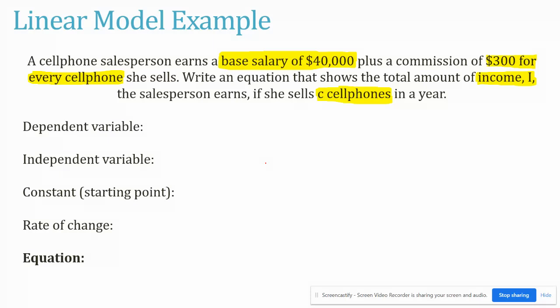Okay. So now let's talk about dependent and independent variable. So the word variable is here. So we know that these are going to be letters. They're going to be variables. These will never be number values because we don't know what her income is and because we don't know how many cell phones she sold. So these are going to be letters.